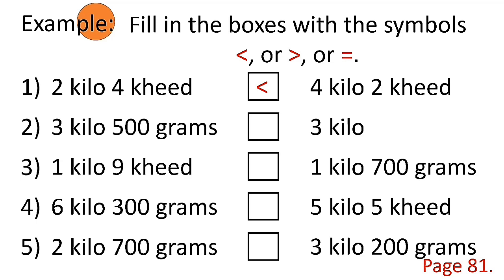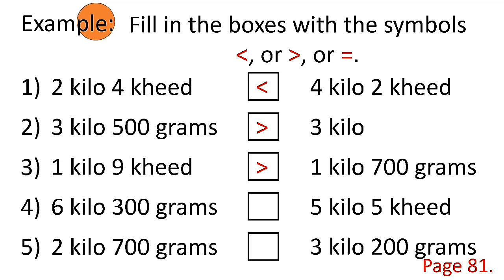Number two, 3 kilo and 500 grams box 3 kilo. What sign will be here? 3 kilo, 500 grams is greater than 3 kilo. Number three, 1 kilo, 9 kid box 1 kilo, 700 grams. 1 kilo and 9 kid is greater than 1 kilo, 700 grams.